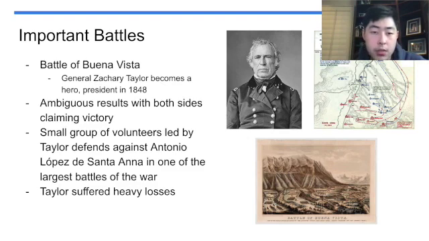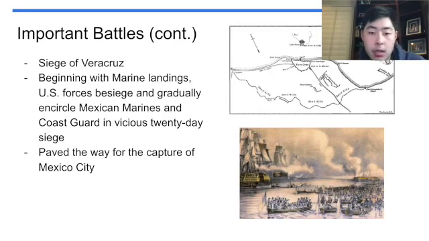The small group of U.S. volunteers managed to hold off what they believed was a larger, well-supplied, and better-trained Mexican army. Another famous battle was the Siege of Veracruz, a 20-day siege of the key Mexican beachhead seaport of Veracruz that started on March 9, 1847, and ended on March 29, 1847. It was the first large-scale amphibious assault by the U.S. and resulted in the capture of the city and the eventual capture of Mexico City.